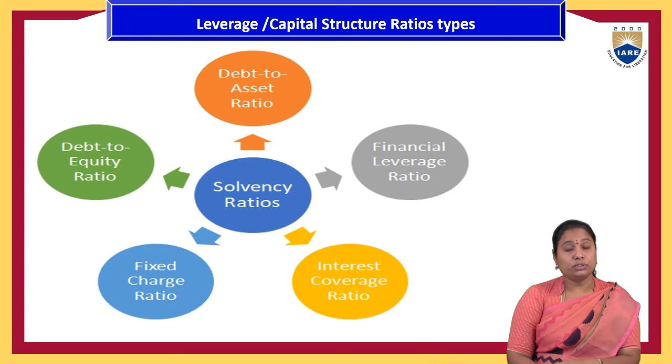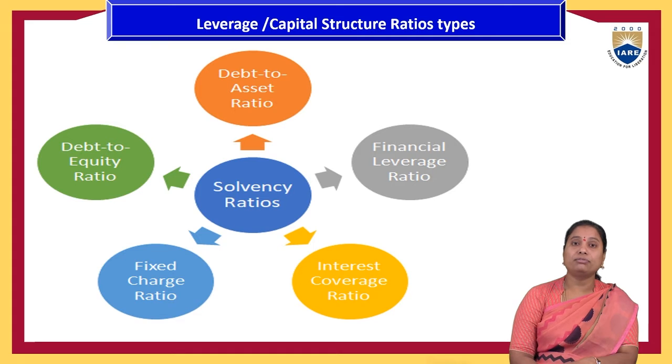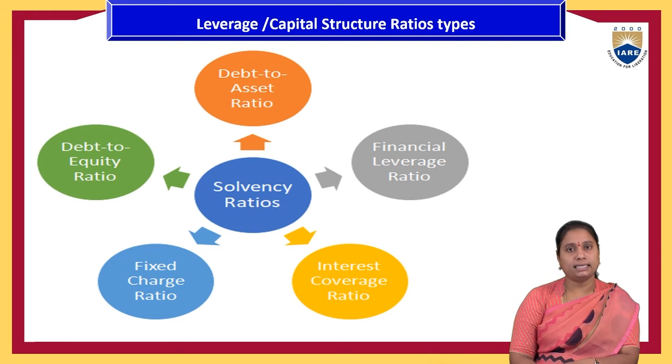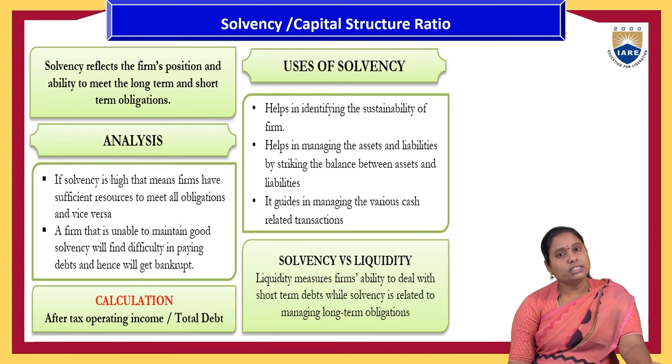Are they in a good position to repay the debt or not? How much interest are they paying? What is the burden of that interest to the organization, and the fixed charges paid by the organization? All of these are calculated under the capital structure or leverage ratios. These are also called solvency ratios.